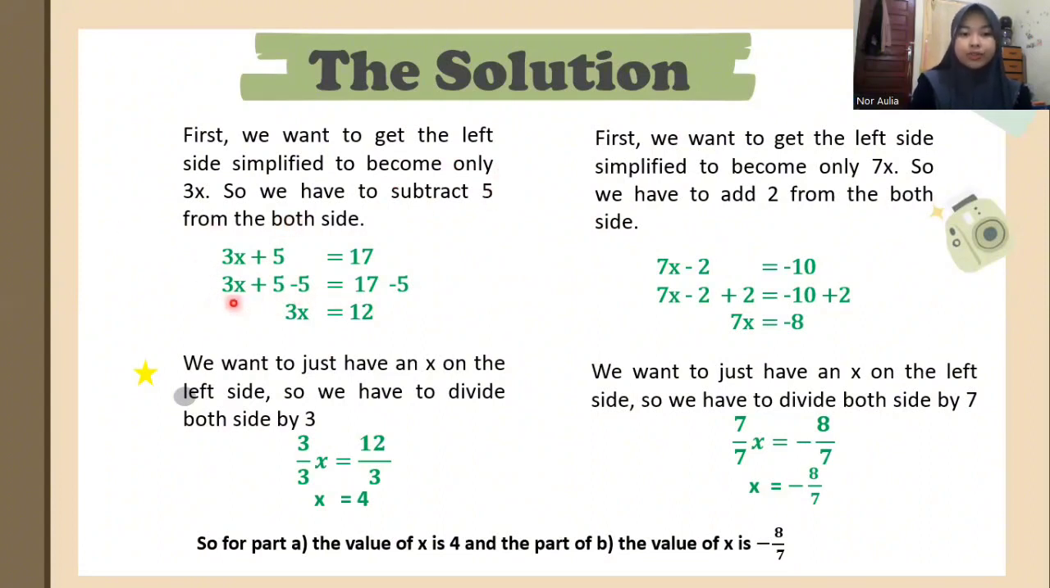So 3x plus 5 minus 5 equals 17 minus 5, so we get 3x equals 12. We want to just have an x on the left side, so we have to divide both sides by 3. 3x divided by 3 equals 12 divided by 3. So the value of x equals 4.